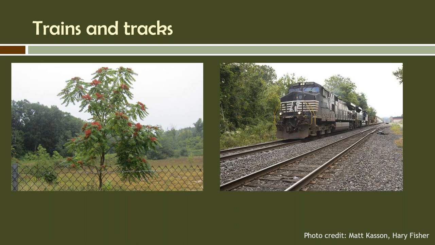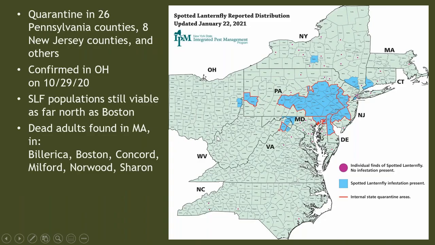So you're starting to see all the different actors that can be involved in moving this insect around, but also in controlling it. So a lot of different moving companies, trucking companies, shipping companies, railway companies are all places that we've reached out to, nurseries, people in the green industry. These are all different groups that need to be aware of lanternfly because they can unintentionally be involved in moving it to new places. So this is a great thing to teach people about.